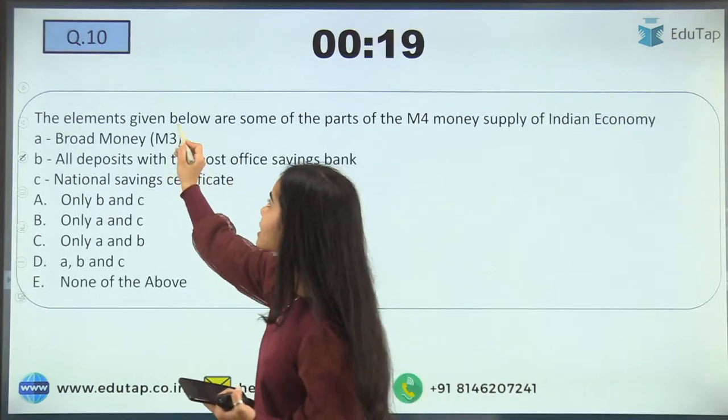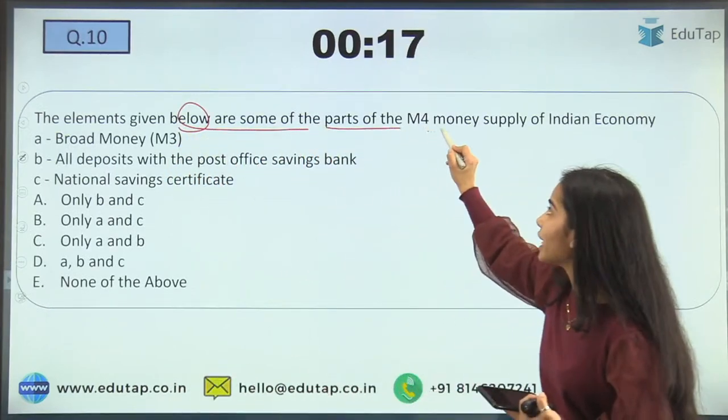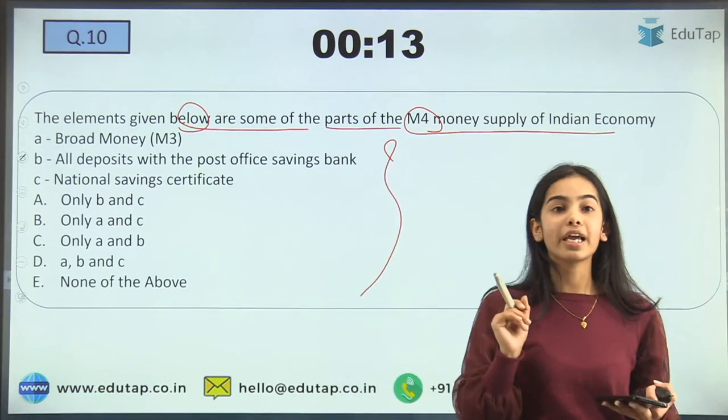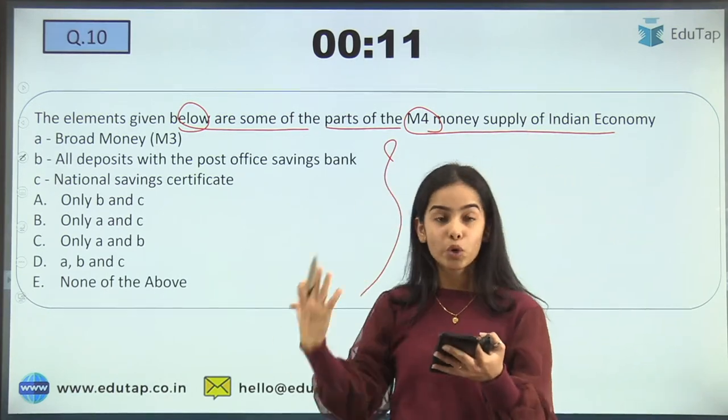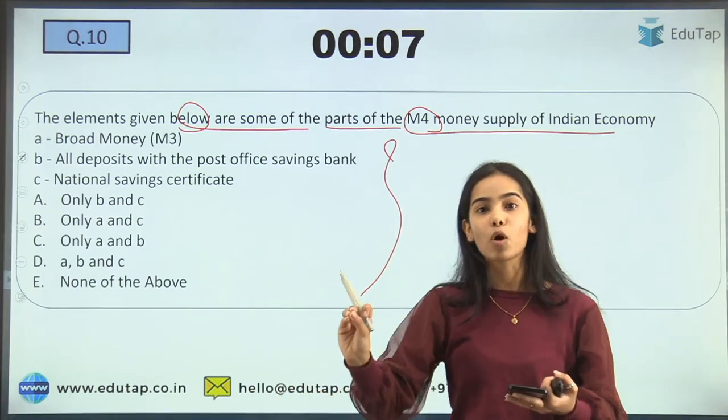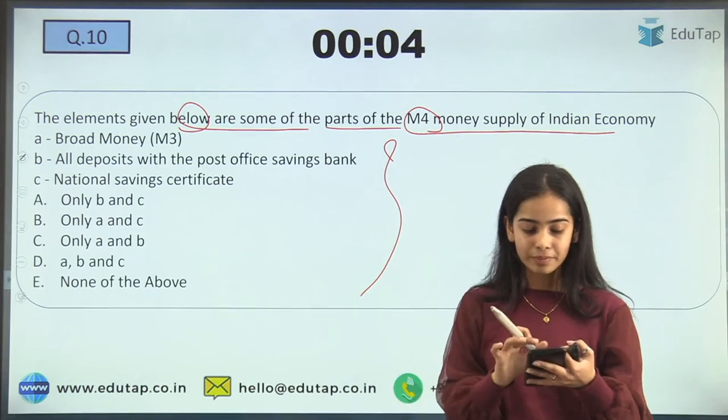Next: the elements given below are some of the parts of the M4 money supply of the Indian economy. Which of these are part of the M4 money supply? If you know the formula, it is very easy to answer. Directly you can answer this question if you know the formula. So try to answer this one.